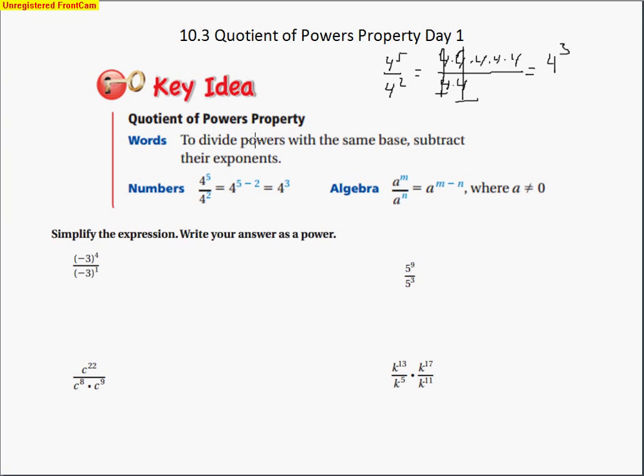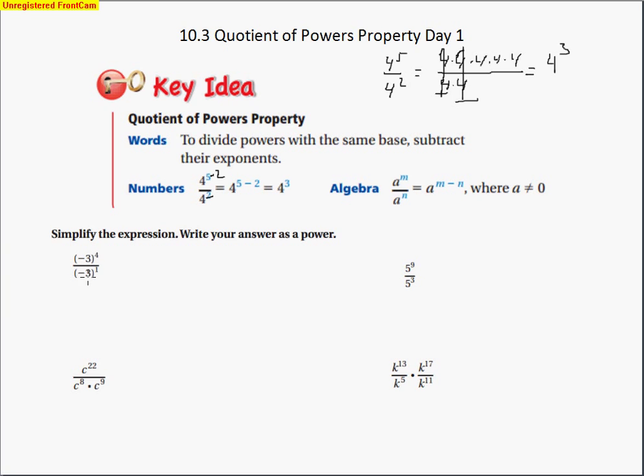It says to divide powers with the same base. Again, they have to have the same base. We can subtract the exponents because basically we're taking away the number of 4s we have in the denominator from the number of 4s that we have in the numerator. And that's how we're left with this value. So as long as the base is the same, we're going to be able to use this rule. And we'll see that with these problems here.